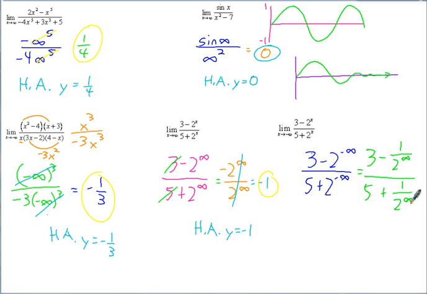And now take a look. What's 1 over 2 to the infinity really close to? That's basically 0, right? 1 over some huge number, same thing here. So 0 compared with 3 and 5, now the 3 and the 5 are really what matters. So we get 3/5 is our limit, and that means we have a horizontal asymptote of y equals 3/5.